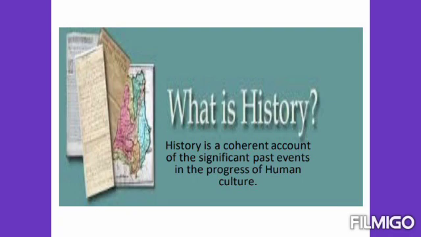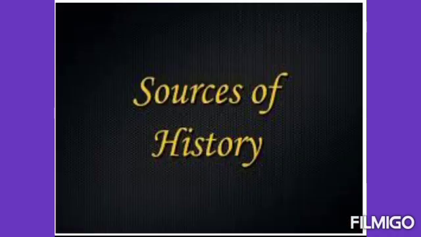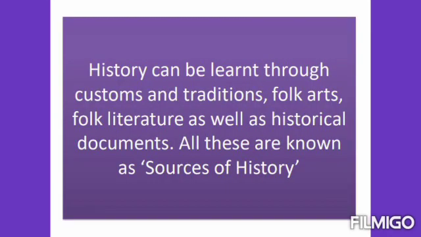Students, we have also learnt about the different phases of history, which are ancient, medieval and modern. Now in this chapter, we are going to study about the sources of history. Sources of history are the tools that help us in understanding history and historical events. History can be learned through customs and traditions, folk arts, folk literature, as well as historical documents. All these are known as sources of history.